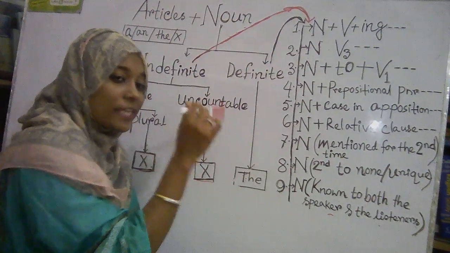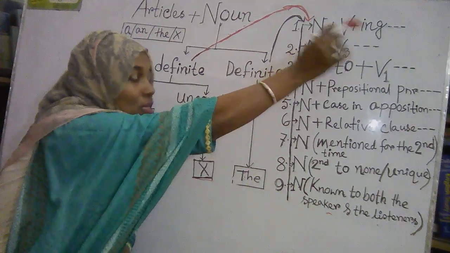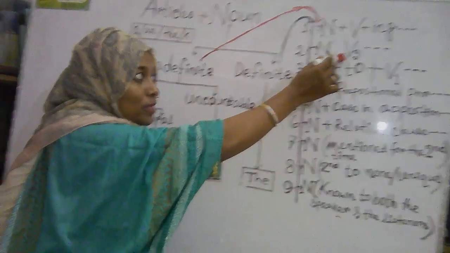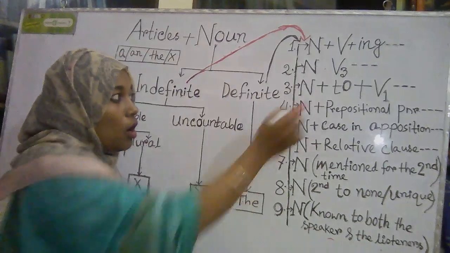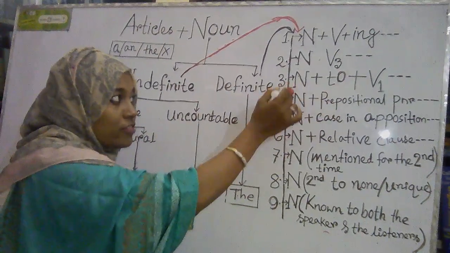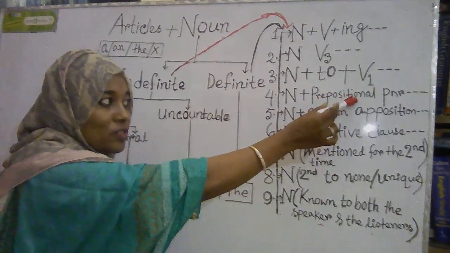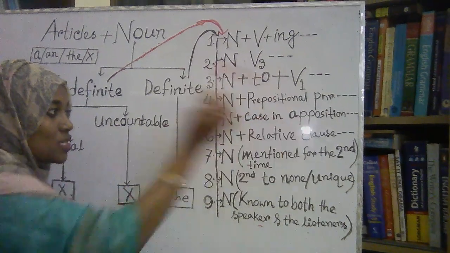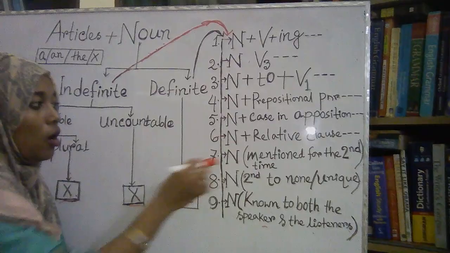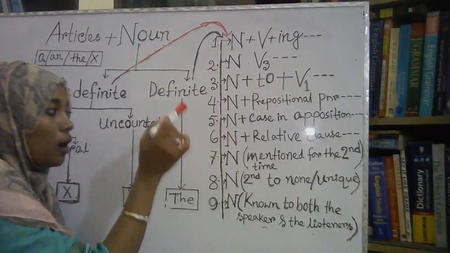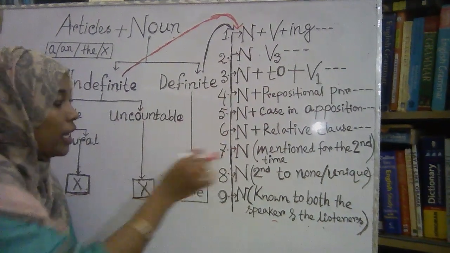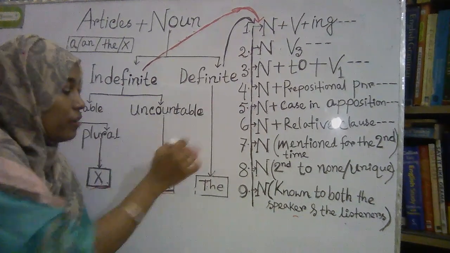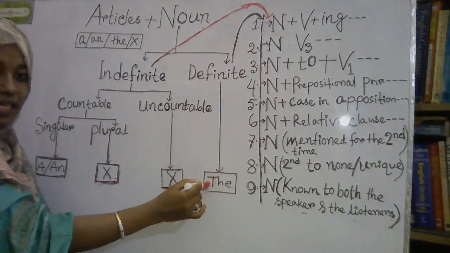It means if there is a present participle after the noun, or a past participle after the noun, or an infinitive after the noun, or a prepositional phrase after the noun, or a case in apposition after the noun, or a relative clause after the very noun, it means the noun becomes definite and it takes the.